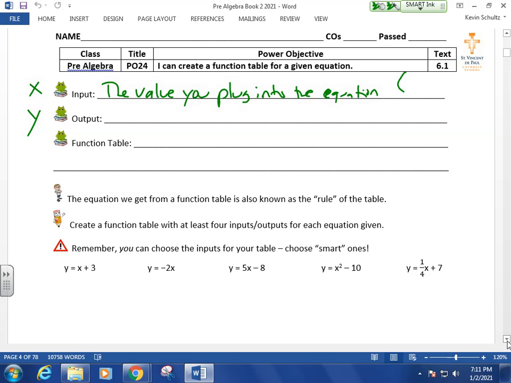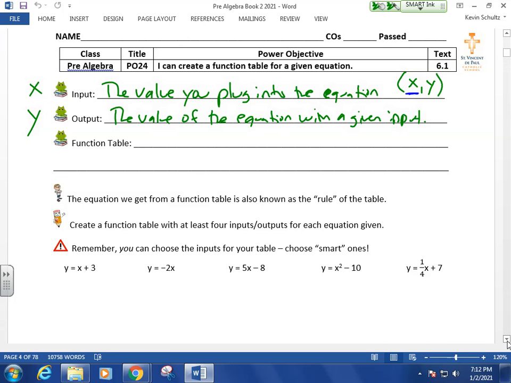If we have an XY ordered pair here, the input is that X value, and it's the thing that you get to pick, right? It's what we are testing. If you think about this as a science experiment, the input is the hypothesis, right? It's what we are testing, and it's a value that you get to pick. The output is the value of the equation with a given input.